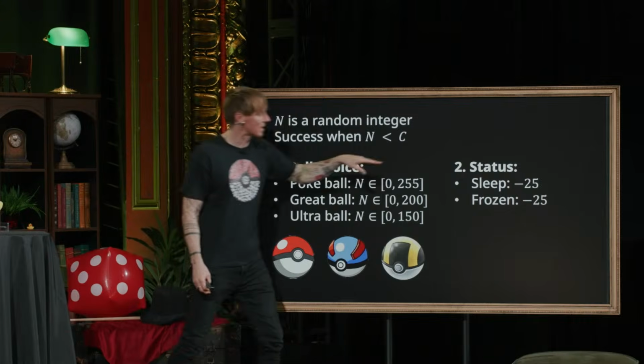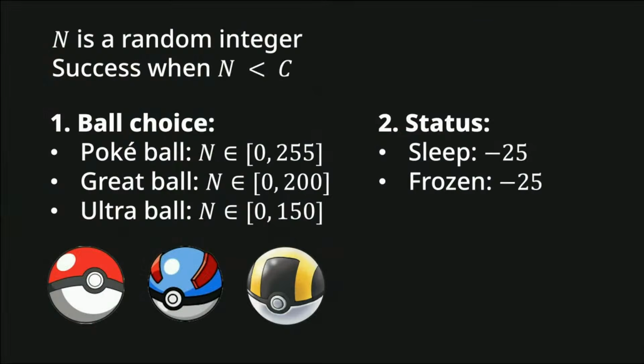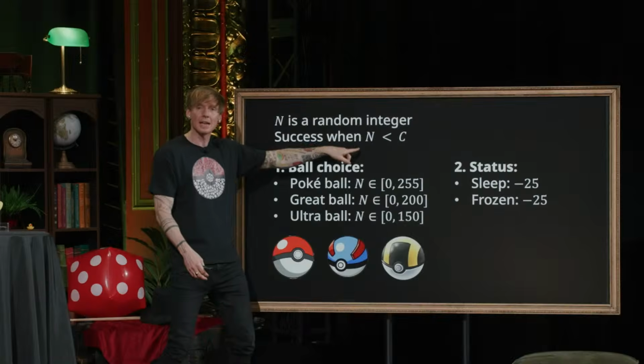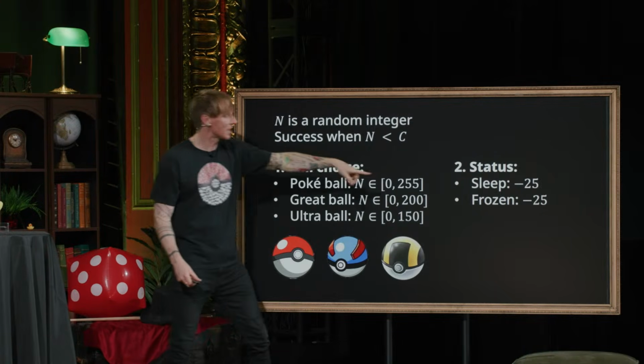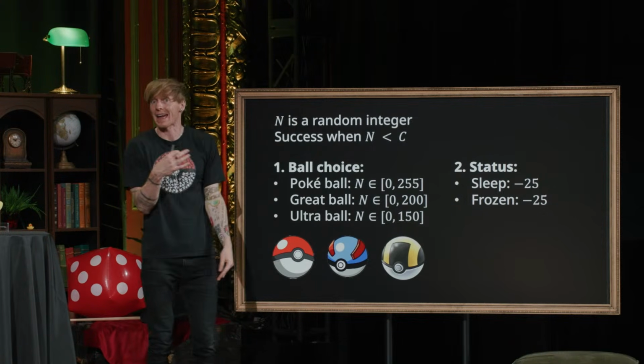And the way this works is, depending on the status, we just subtract a constant value from n. So if the Pokemon is asleep or if it's frozen, then whatever number n comes out, so we draw our random number, then we take away 25. So as we can see, this is good, because remember, we want n to be as small as possible. So taking away 25 from n is going to help us.